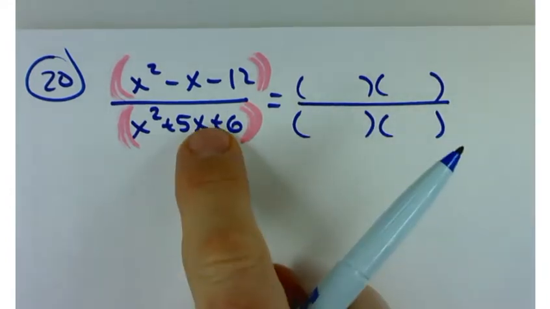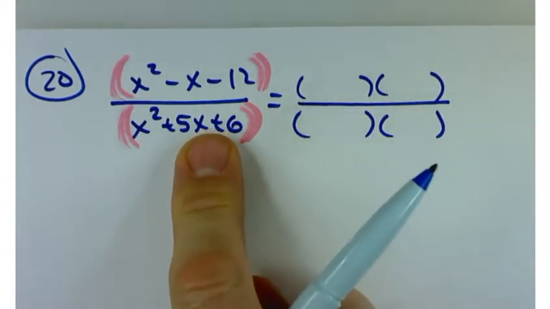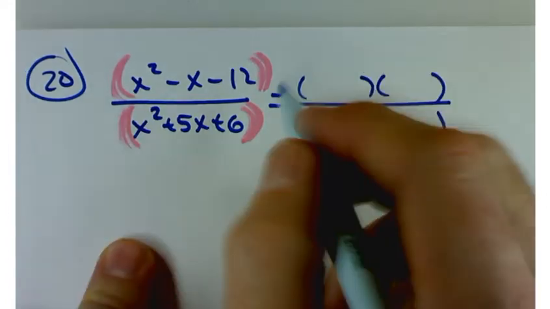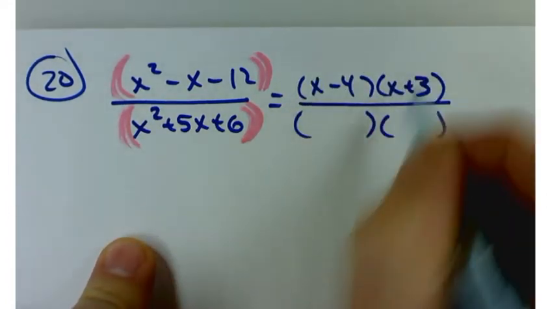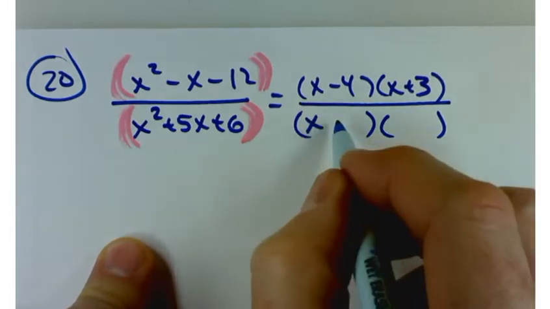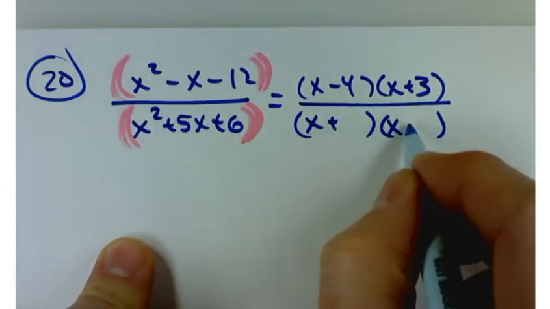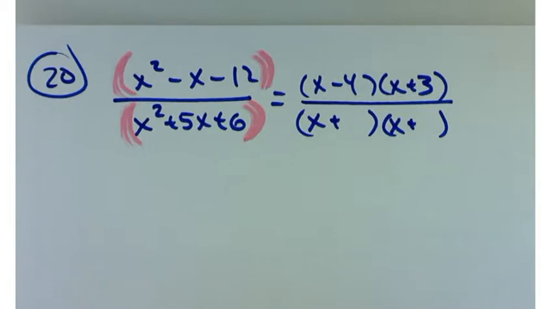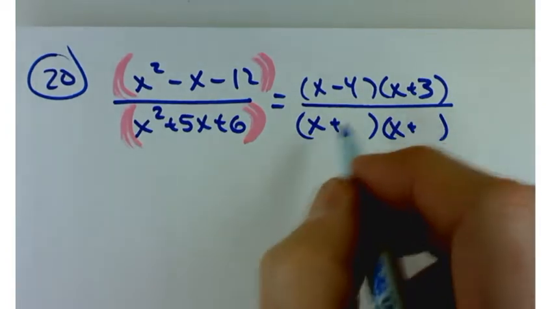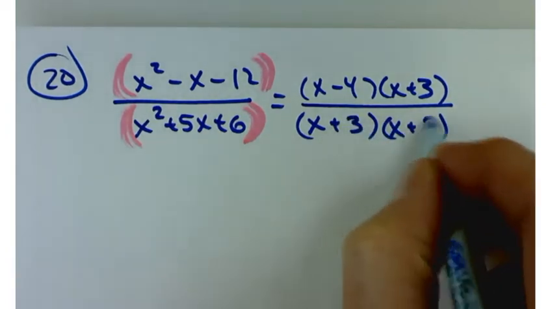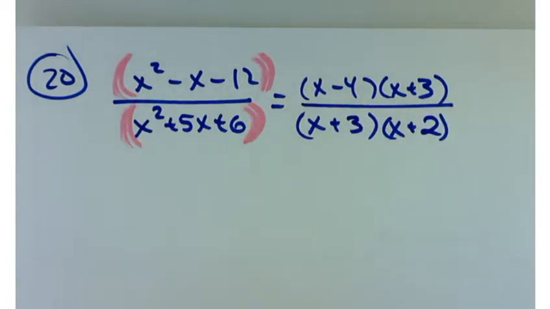And both of these are the nice case of the trinomial. The numerator one I think we already looked at. It's x minus 4 times x plus 3. But how about the denominator? Both of them have to be a plus. Two things that multiply to 6 and add to 5. So, yeah, 3 and 2 or 2 and 3. Either way you want to write it.